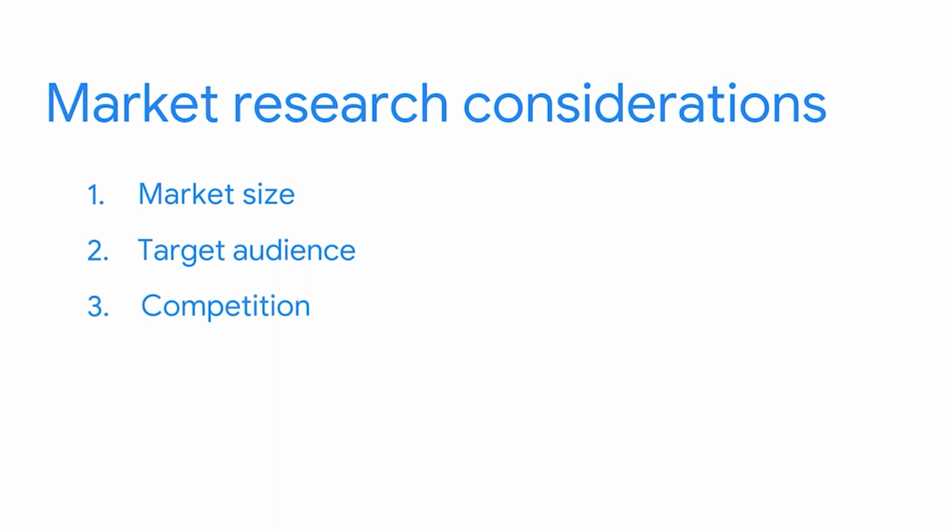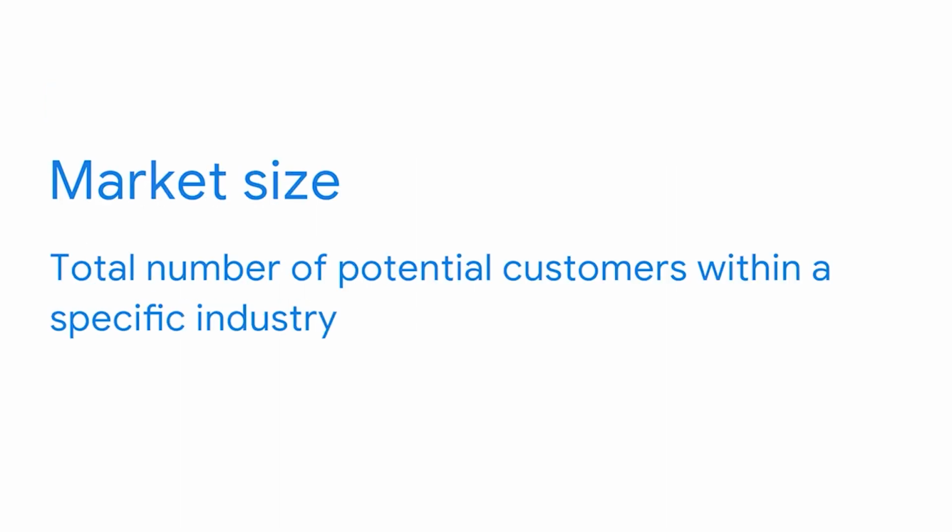Now that you understand primary and secondary research, let's move on to the types of information you need to gather when you're doing market research. There are three main areas you want to focus on: the market size, target audience, and competition. First, let's cover market size, which is the total number of potential customers within a specific industry. In determining market size, here are the questions you're looking to answer.